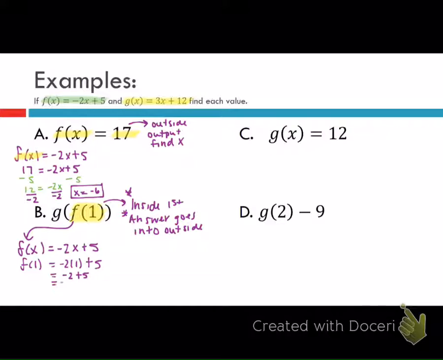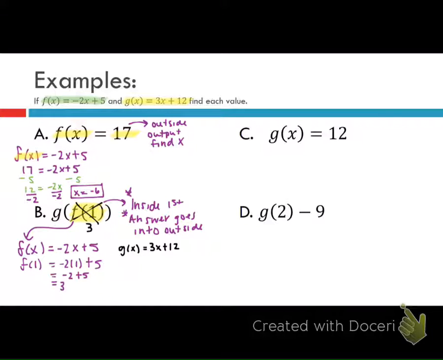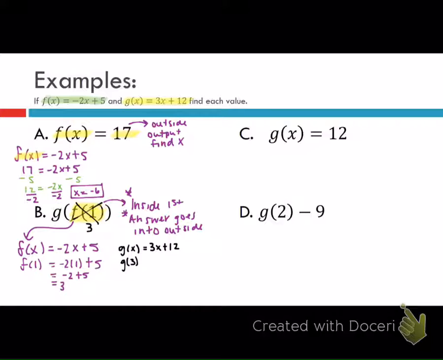So that's 3. Are we done with the problem? No, what do I still have to do, Jayla? What do we plug in for g? Yeah, so now we say f of 1 is the same thing as 3. So now we are going to do g of 3. So g of x equals 3x plus 12. So g of 3 is 3 times 3 plus 12.